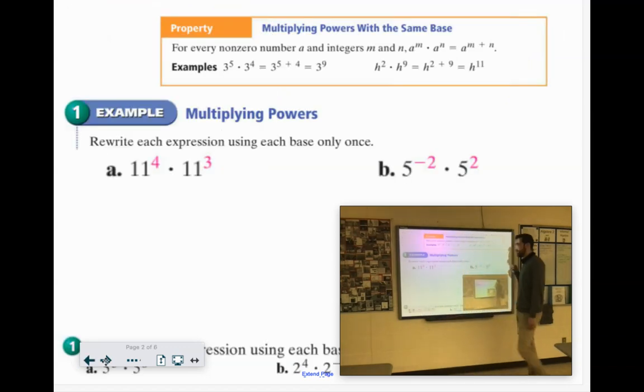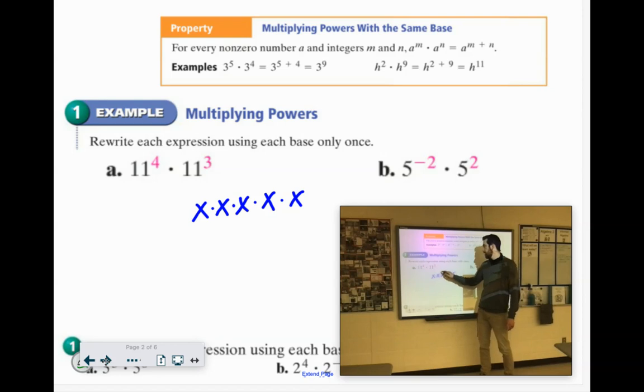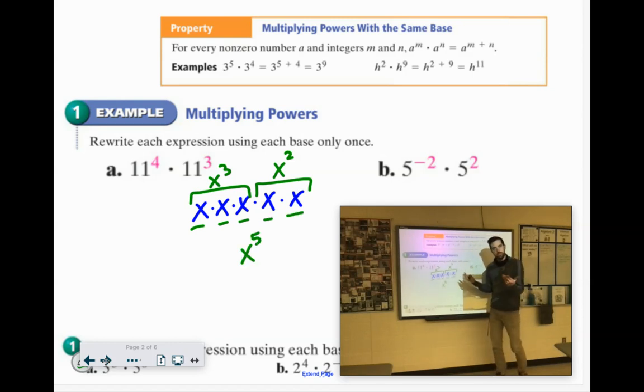So when you multiply the same base, think of this, like that t example, or if we had x times x times x times x times x, right? This would be like x to the 3rd. This would be x to the 2nd. If you were multiplying x to the 3rd times x to the 2nd, you'd get x to the 5th power. So you just add the exponents when you multiply the same bases.